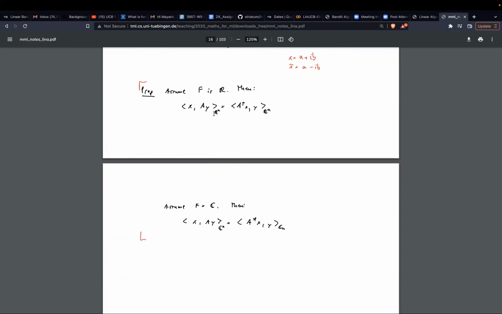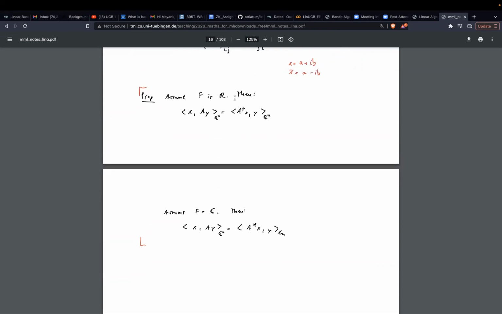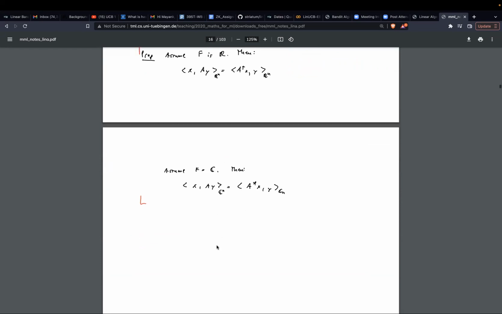Now this sign is, I think, basically Rn, which will represent the dimension of the vectors that are involved. I'm not very sure what they have written here. Assume F is equal to C. Let's just skip it, I guess.